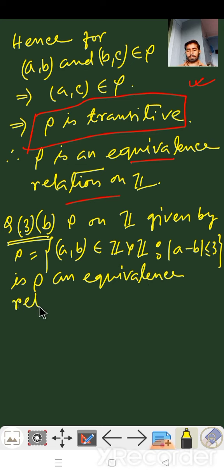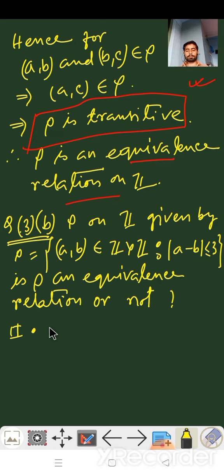Is this an equivalence relation or not? This is the question. Now, to check whether it is an equivalence relation or not, we have to check whether rho is reflexive, symmetric, and transitive or not.